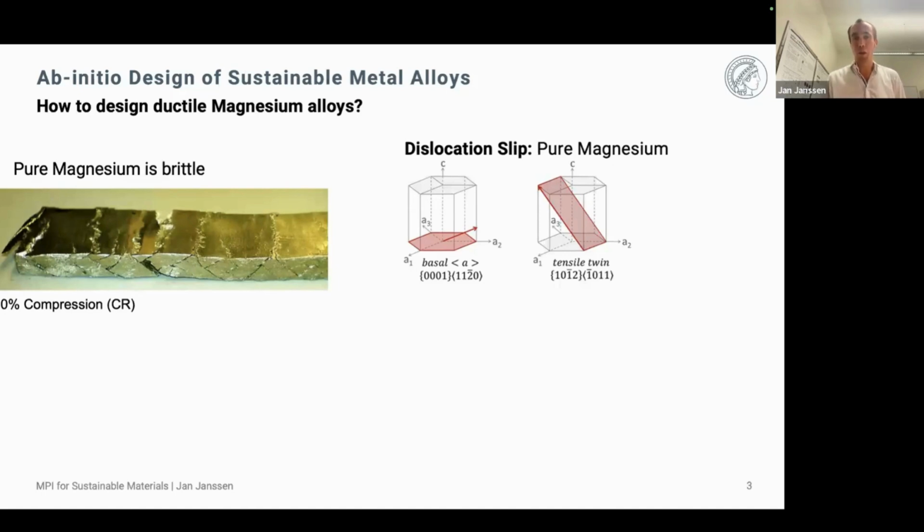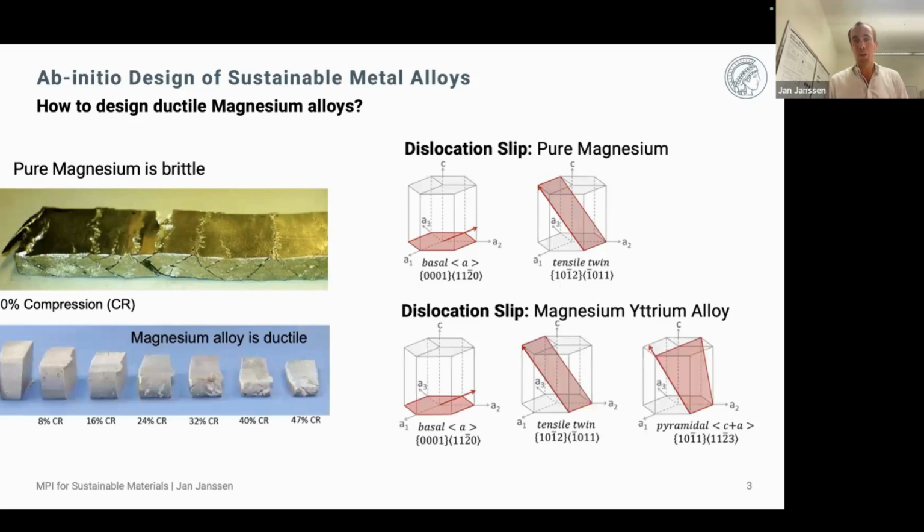And it was also known before our work that if you put something like yttrium in there, where you activate a third, this pyramidal slip plane, then you suddenly can compress the very same material up to 50%. Right? So we see a drastic change in material properties, while it's still primarily magnesium in this alloy. And that's really the challenge.